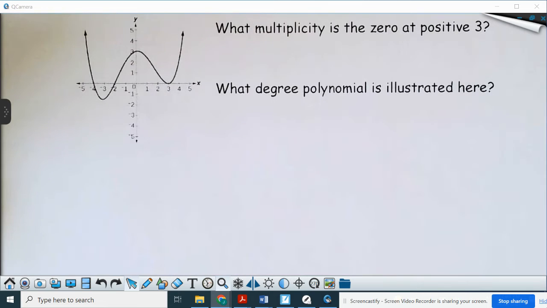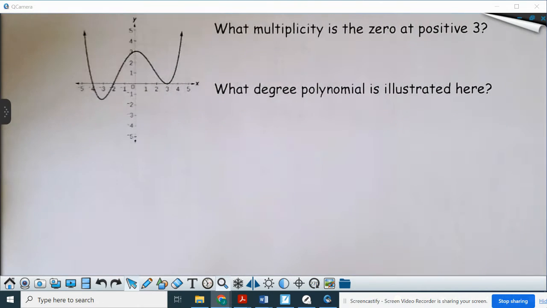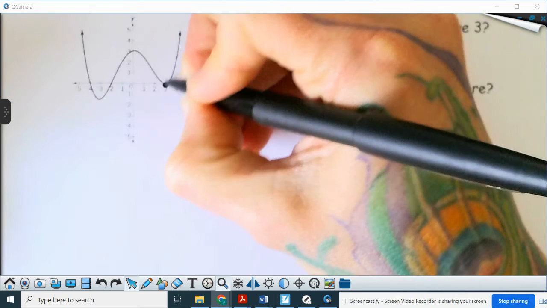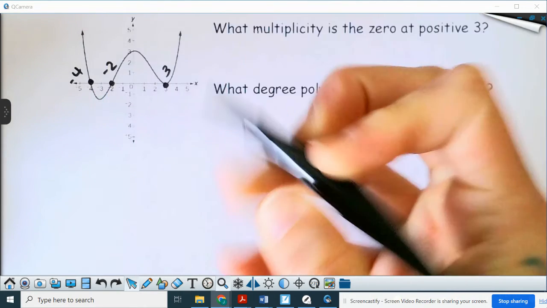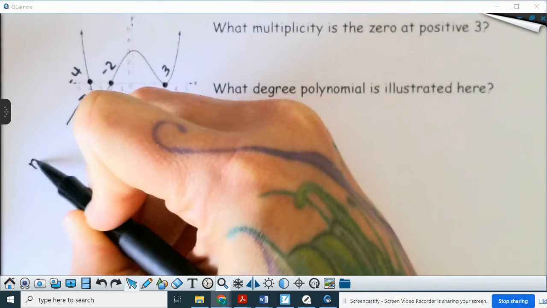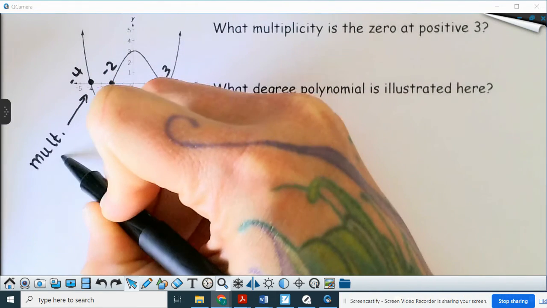So what is the multiplicity of 0? Positive 3. So we have positive 3 here, negative 2, and negative 4. Just some added conversations: the multiplicity of those crossing through is going to be odd, or in this case, 1.